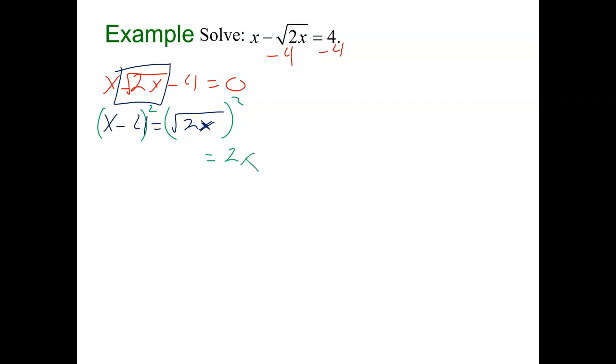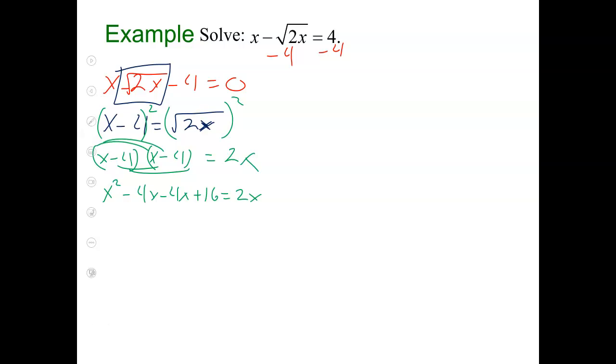2x. What about when I square x minus 4? Got to write it twice. And then we distribute. So let's get it into standard form. Group everything to one side, combine all your like terms.